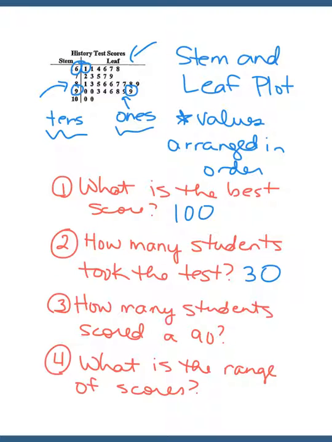How many students scored a 90? Well, now we're going to go to this row where the 9s are, and I can see that there are two values right there that have a 0 as their leaf and a 9 as our stem. So there are two students that scored a 90. And the range of our scores, now again, I can go from the highest score, which is 100, subtract the lowest score, which is 61. So my range of the scores in this history test is 39.